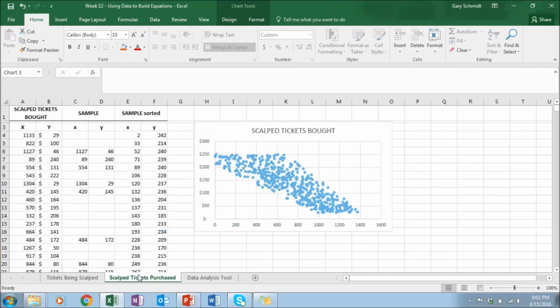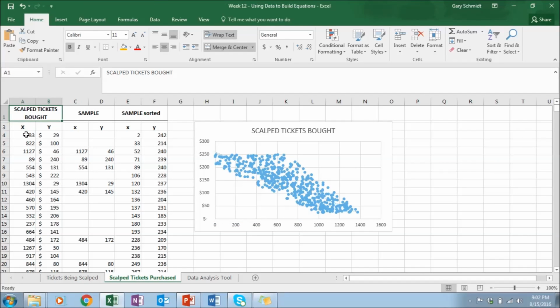On the other tab, then you have tickets bought, and again, it shouldn't really be bought, it should be people trying to buy. So when the price was $29, there were over 1,000 people, 1,133 people trying to buy tickets at $29. And there were 822 people trying to buy tickets at $800.